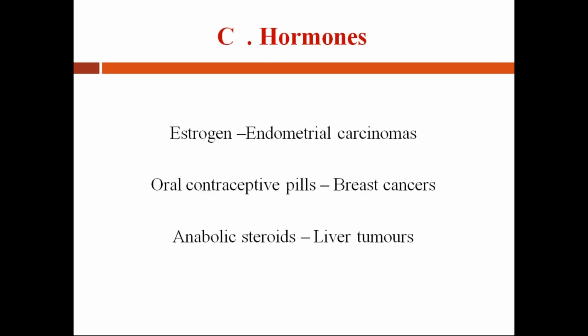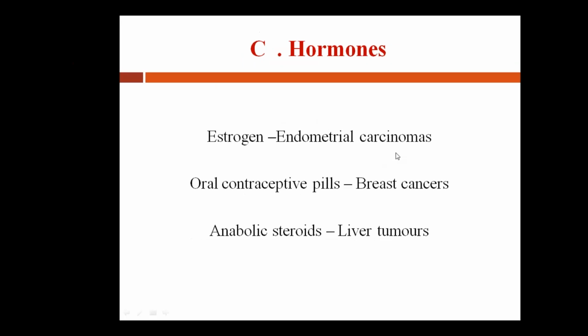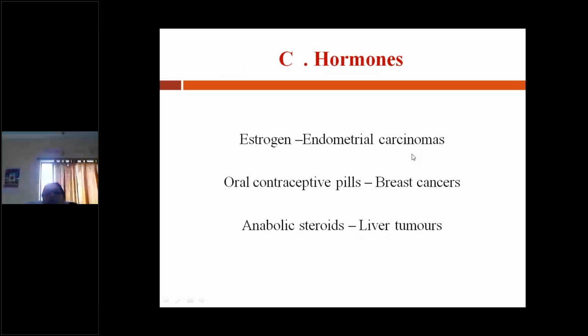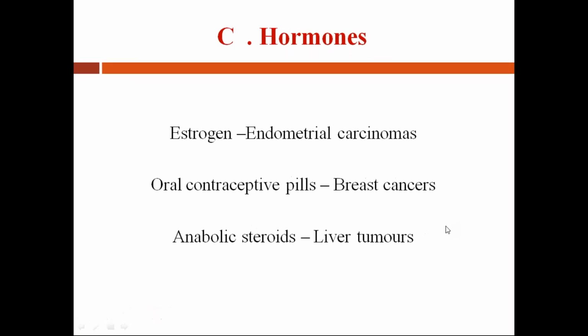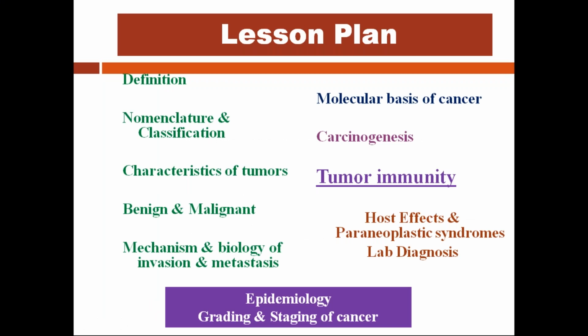Now these are the hormones. Exogenous estrogen, if given, can predispose to endometrial carcinoma in the older age group, oral contraceptive pills to breast cancers, and anabolic steroids to liver tumors. This is just extra information I'm giving you.